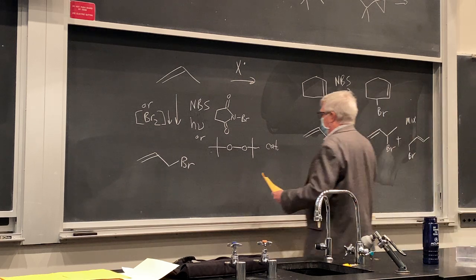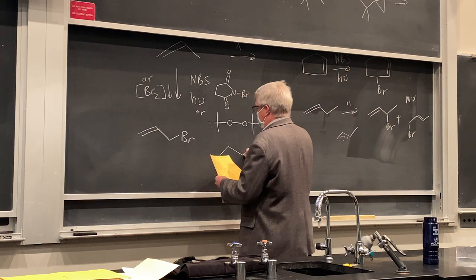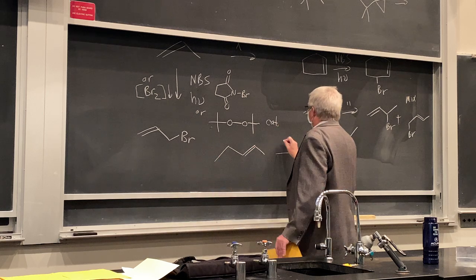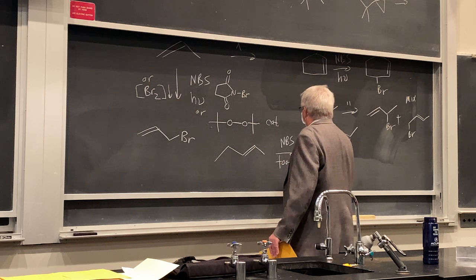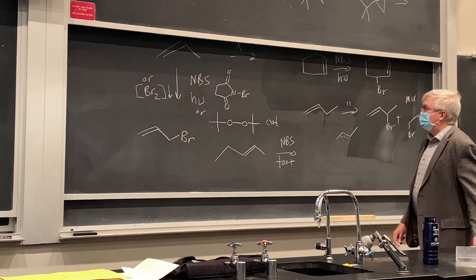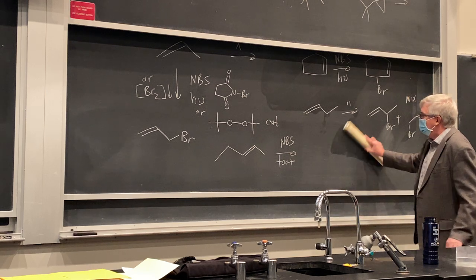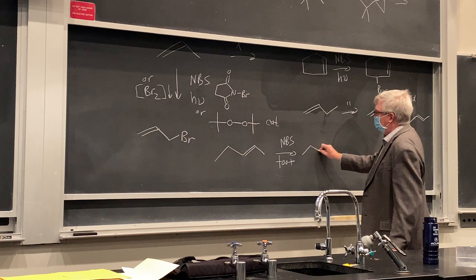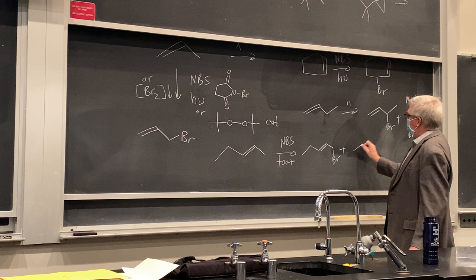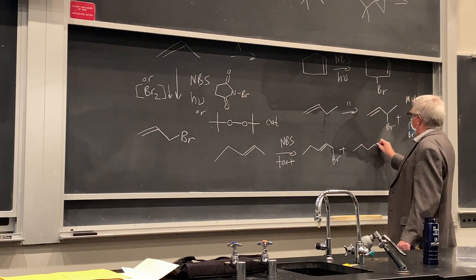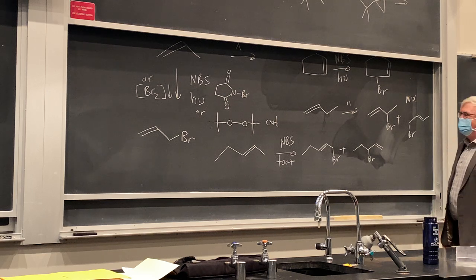Let's see, how about this one? What if we have this alkene to start with? And we do NBS. Oh, let's do peroxide this time. They really have the same effect, peroxide or light. So what are we going to get here? Well, we're going to get, let's see, the bromide right there. And we're going to get the bromide right here. Yep. Now, are those the only two products?